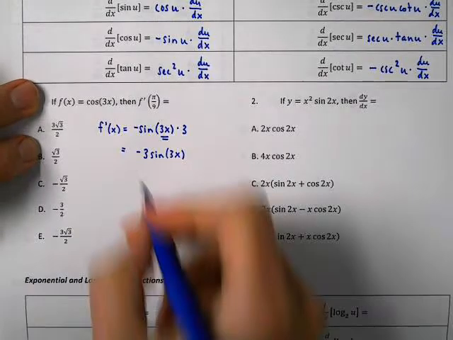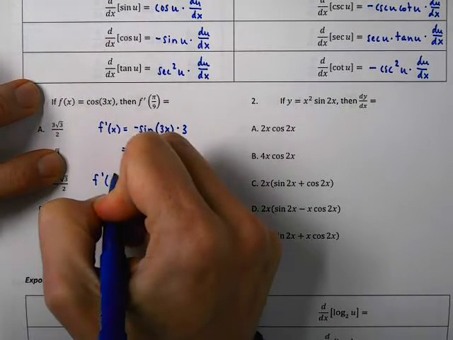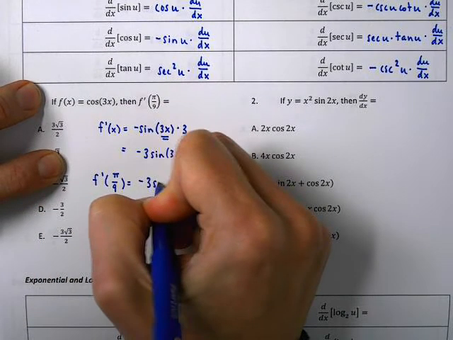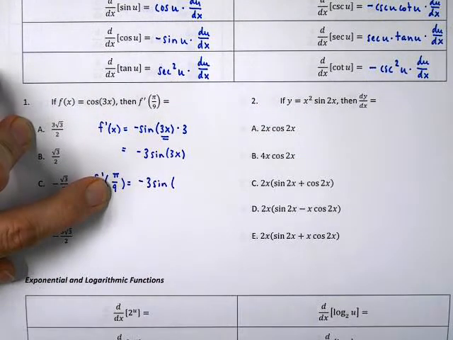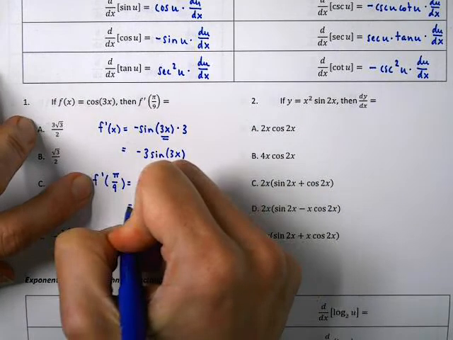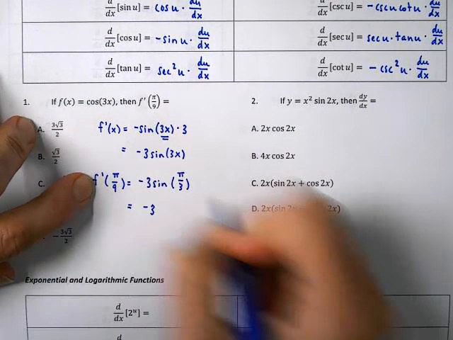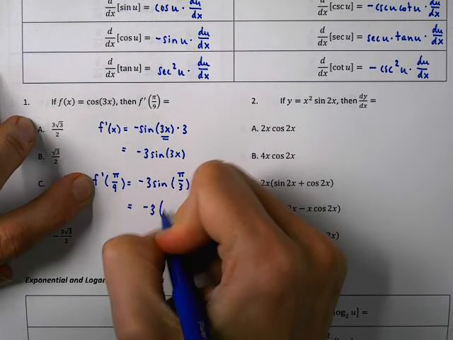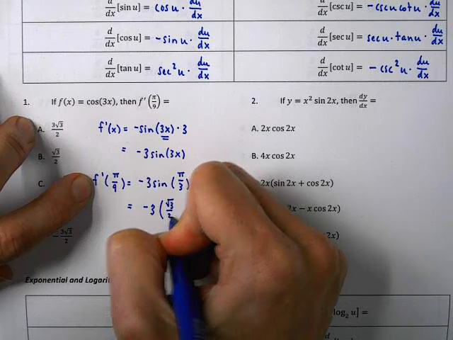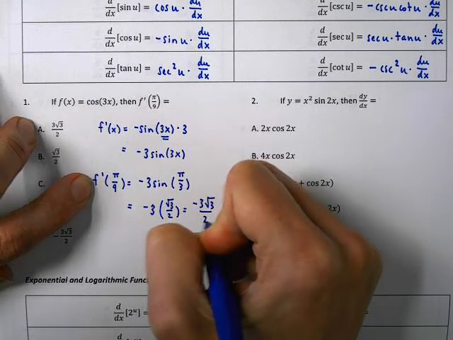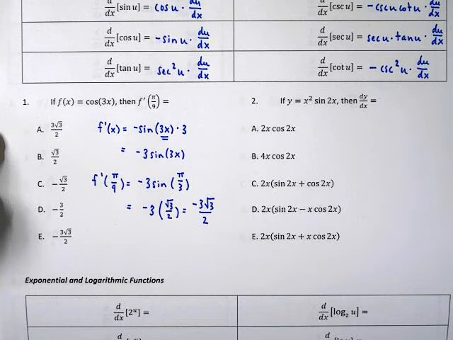So now I'm going to plug in my pi over 9. F prime of pi over 9 is equal to negative 3 times the sine. Well, 3 times pi over 9 is going to give me pi over 3. So now I have negative 3 times sine of pi over 3, which is root 3 over 2. So my derivative is negative 3 root 3 over 2, which looks like choice E.